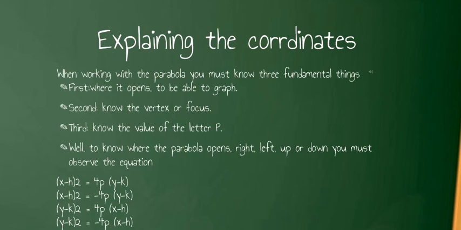Can you see that x and y are always accompanied by h and k? You may wonder why. This is because h and k are the vertex coordinates. First h, which goes with x, and k goes with y. That's why h is always accompanied by the letter x, like x minus h, and the letter k is always accompanied by y, like y minus k. So these are the coordinates of the vertex.